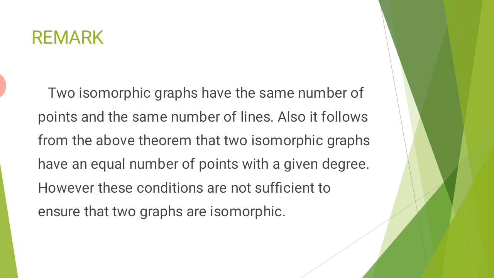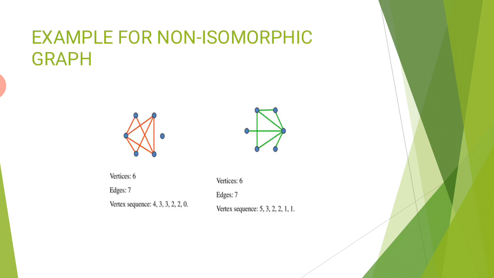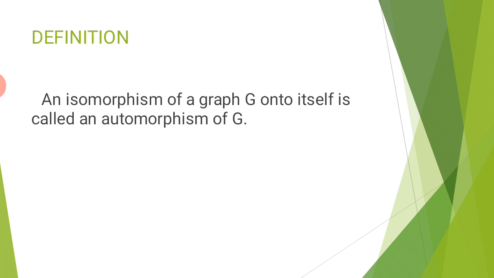Remark. Two isomorphic graphs have the same number of points and the same number of lines. Also, it follows from the above theorem that two isomorphic graphs have an equal number of points with the given degree. However, these conditions are not sufficient to ensure that the two graphs are isomorphic. For example, the two graphs A and B have an equal number of vertices and edges, but their degree sequence is not equal. Therefore, this graph is said to be a non-isomorphic graph. Definition of an automorphism. An isomorphism of a graph G onto itself is called an automorphism of G.